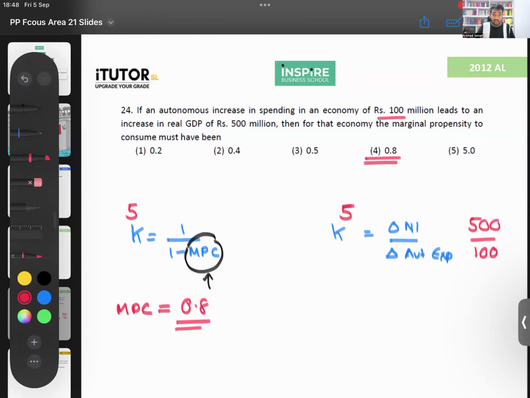So remember those two equations: 1 over 1 minus MPC, or in other words, 1 over MPS, this equation, and also the other equation of this. Based on these two equations, you can figure out most of the things that are happening around. Okay. Right, 24 is done.